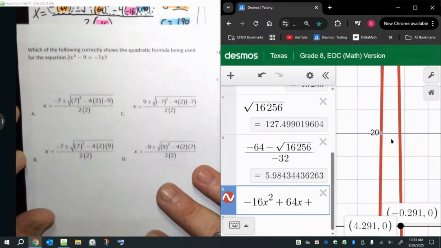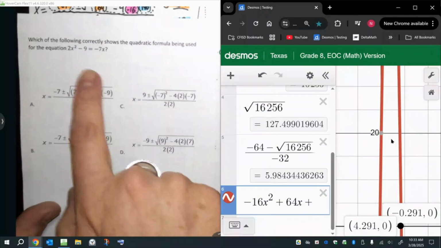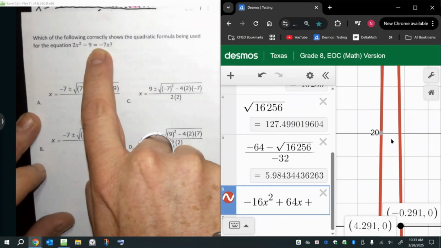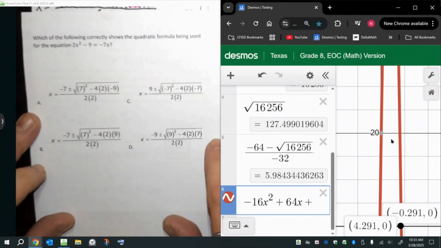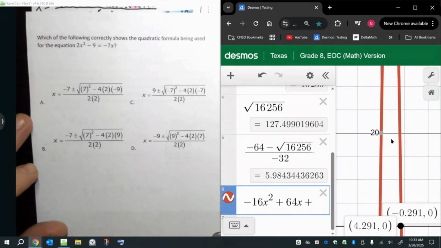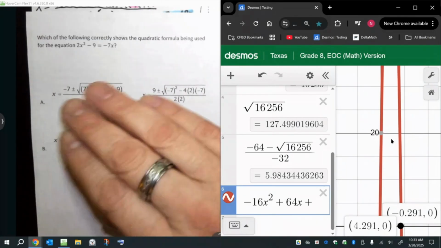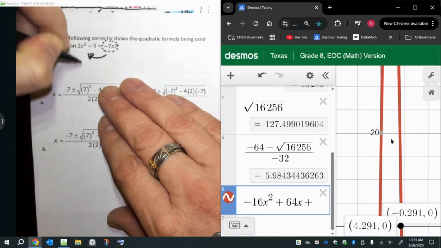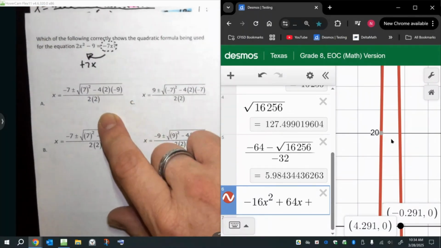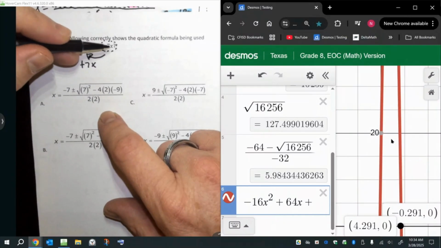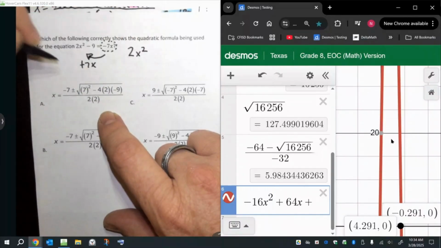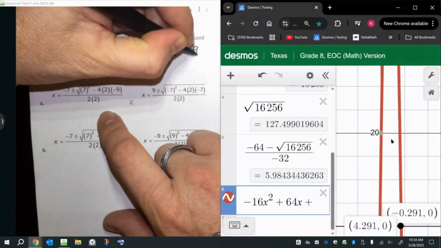So the next problem, we have, which of the following correctly shows the quadratic formula being used? So I have 2x squared minus 9 equals negative 7x. And I want to know which one was substituted in correctly. All right, well, before we do this, we got to make sure that it is equal to 0. So in other words, this guy, right, he needs to go to that side. So I'm adding a positive 7x. Okay, well, wait a minute. That is not my constant term. So now what I have is 2x squared plus 7x, right? And then the minus 9, he's my constant term.